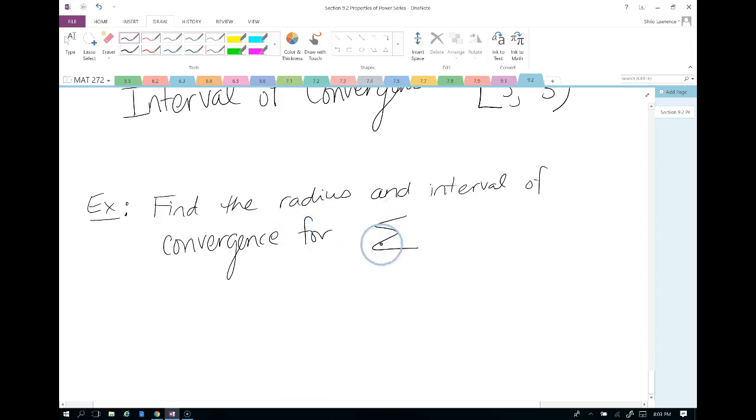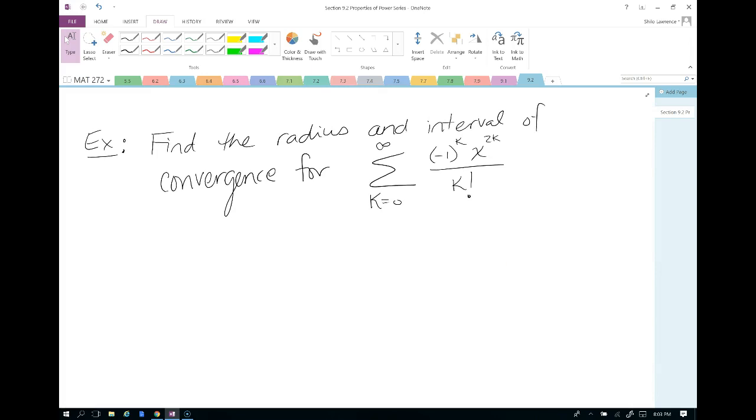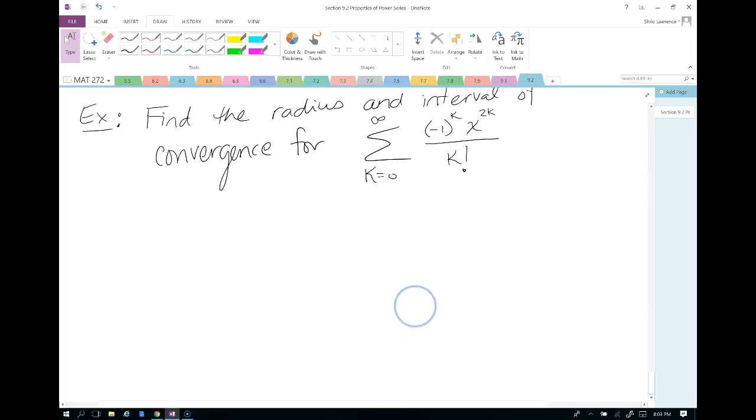And this time we are going to do the sum from 0 to infinity of (-1)^k x^(2k) over k factorial. We want the interval of convergence for that power series. So it definitely does not look geometric because of the (-1)^k and the k factorial. So we're going to do the ratio test.